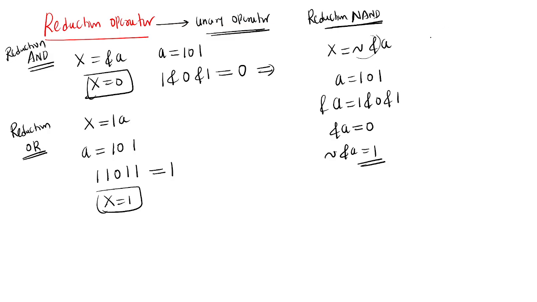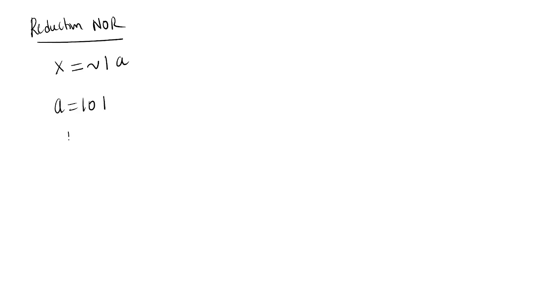And next is reduction NOR. Reduction NOR is x equal to NOR of a. You know that a equal to 101, so 1 OR 0 OR 1. If any one of the inputs is 1, the output is 1, no? So this is OR of a. Again, you need to do the complement, so you are getting 0. So this is reduction NOR.